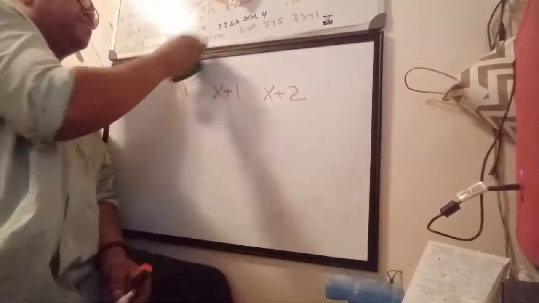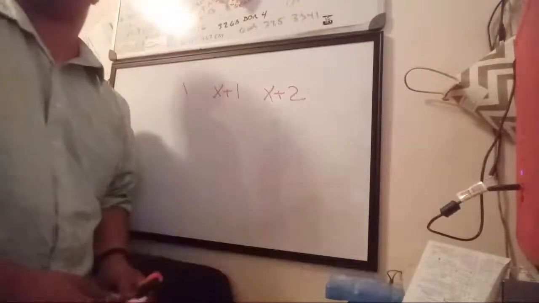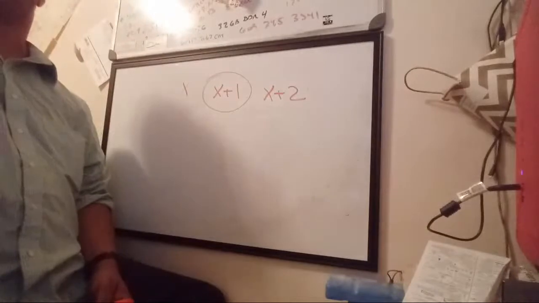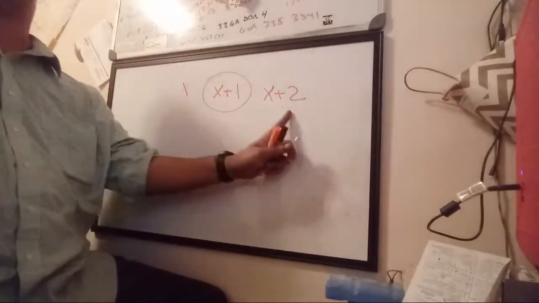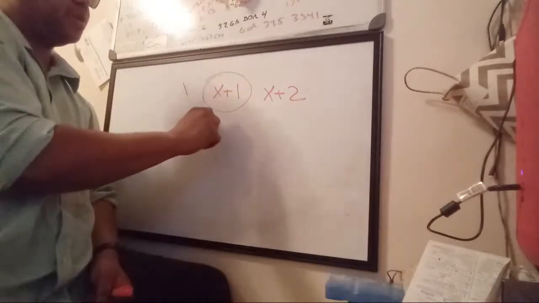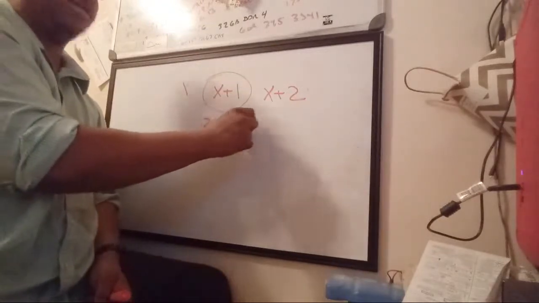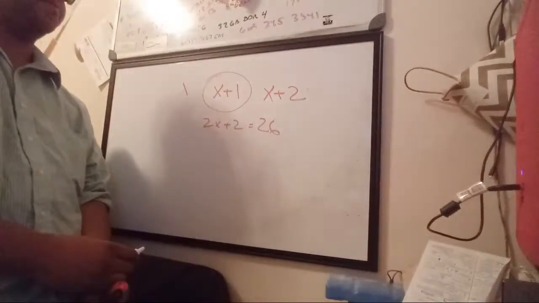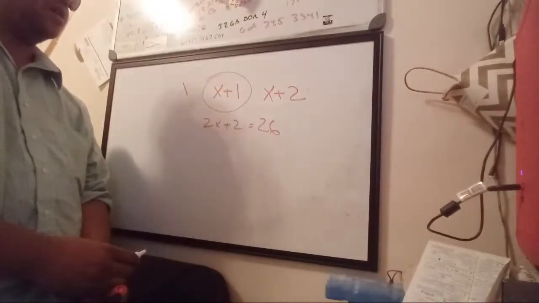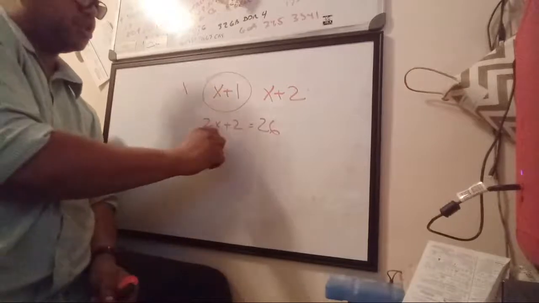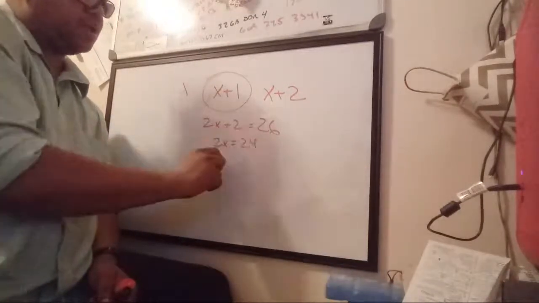Now, they want us to find the second of three consecutive integers if the sum of the first and the third is 26. So 2x plus 2 is equal to 26. We good there, guys? Yes, sir. All right. So what do we need to do next? Subtract 2 from 26. All right, so 2x is equal to 24 now. So what is x equal to?